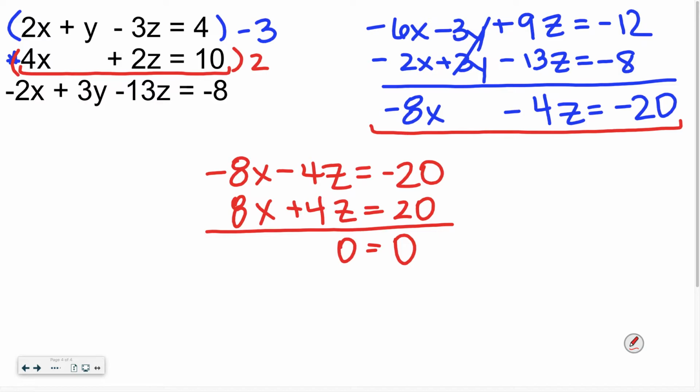Okay. Now, just like you did in your homework on Thursday, if you get to the point where you get 0 equals 0, well, how often is 0 equal to 0? Pretty often. All the time, right? This is a case where we have infinite solutions.